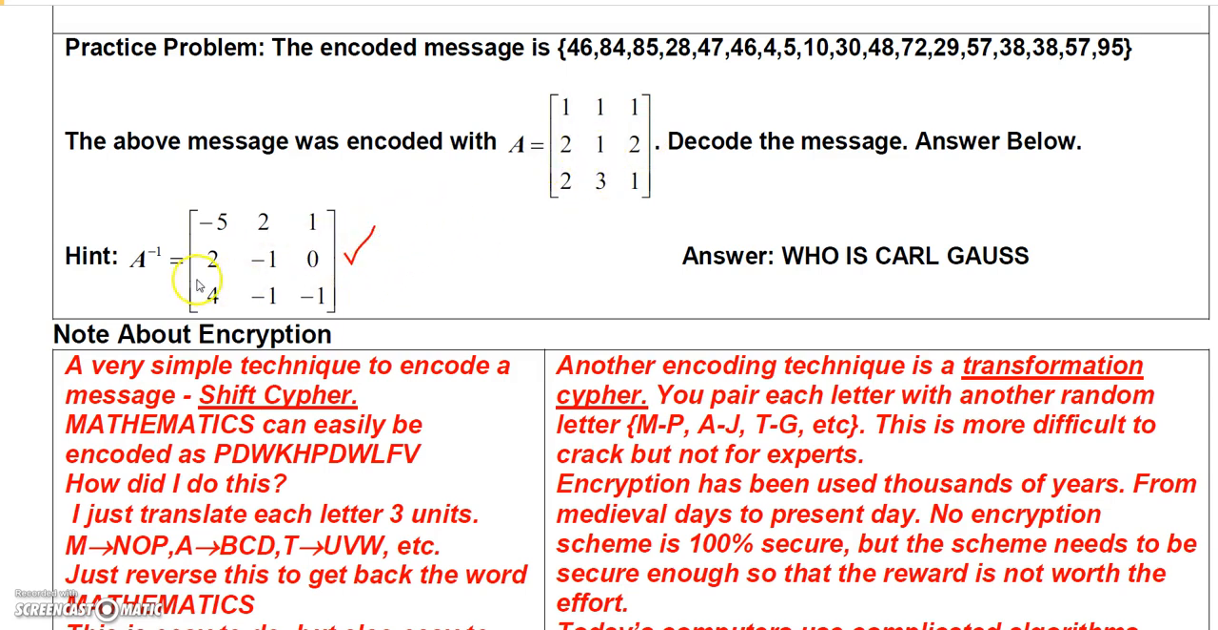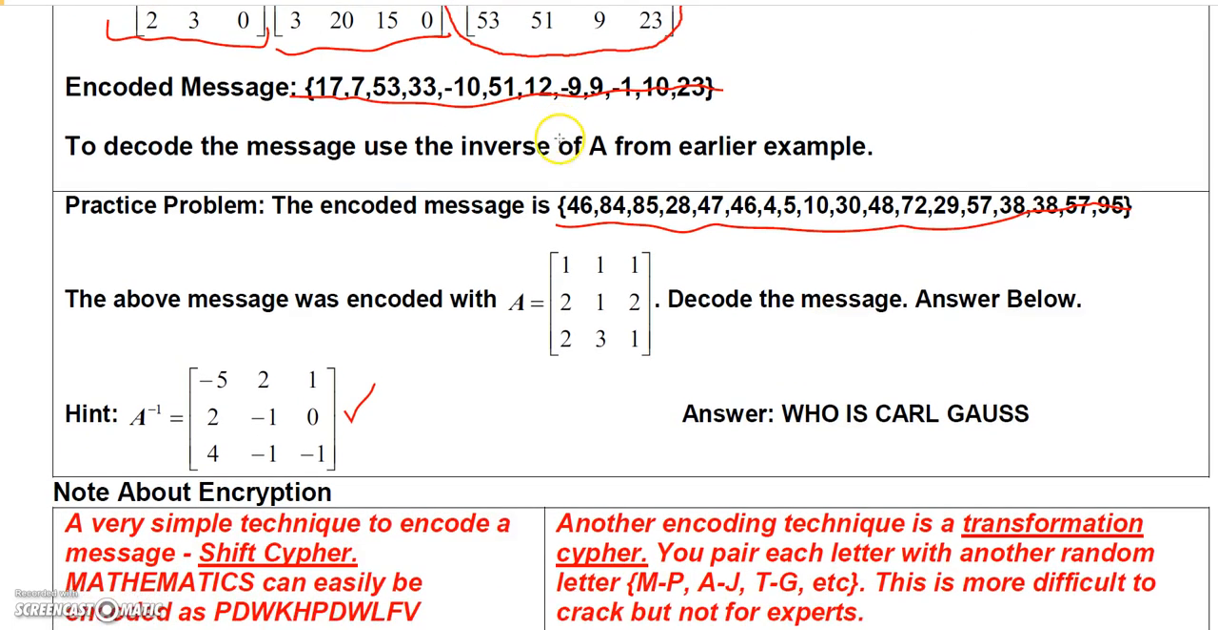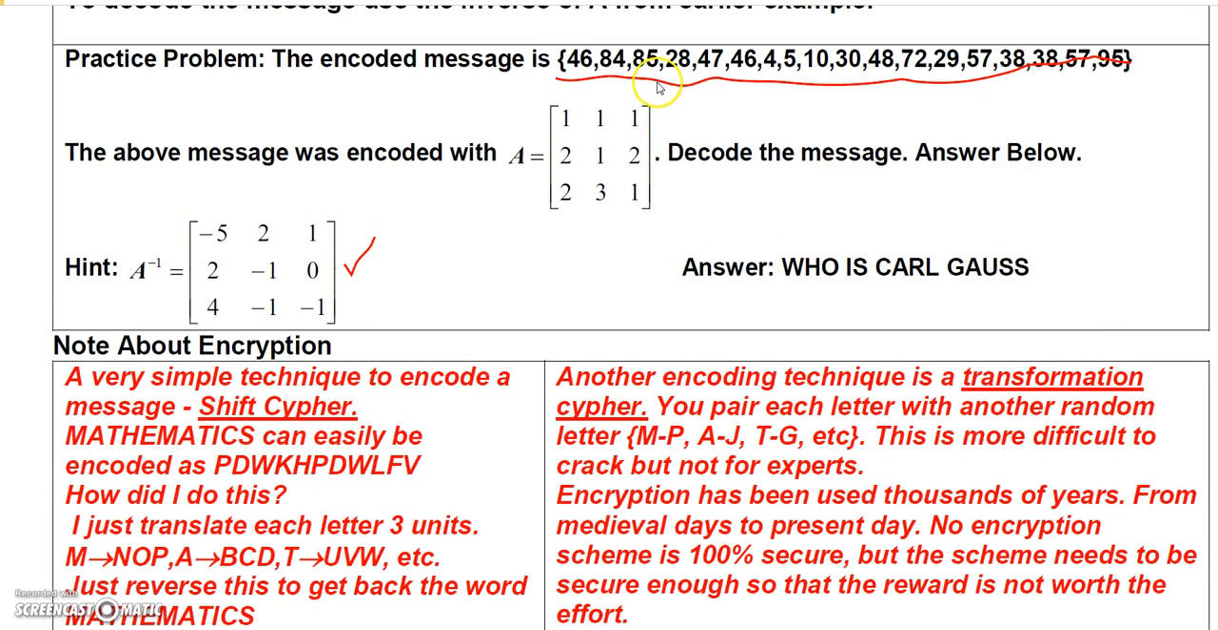So what you would have to do, since we're using a 3x3, is put this in a 3x matrix like I did up here. Put that in a 3x matrix and then multiply it by this inverse. And it should give you the message, and then you'll be able to read off from that message when you get your alphabet key and look up where each letter is. You should be able to find out that the message says who is Carl Gauss.